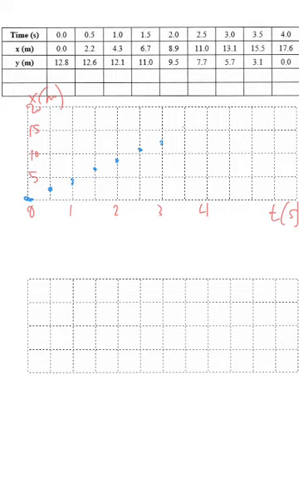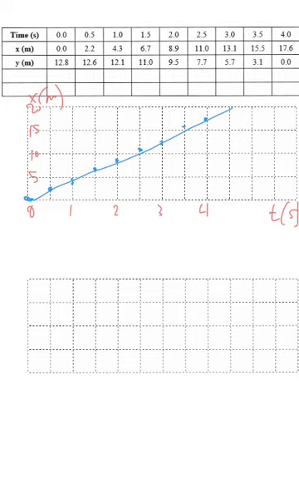3.5, 15.5, and 4.0 and 17.6, and it does form roughly a straight line. So with a straight edge, you want to draw a perfectly straight line. Don't just connect the points if they don't form a perfectly straight line, but use a ruler and try and draw as best as you can through all those points.